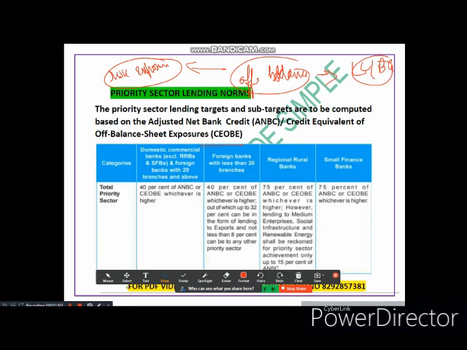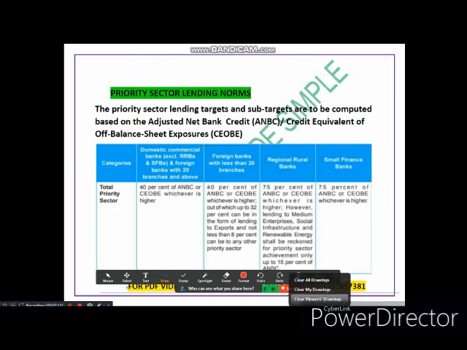While determining the priority sector lending target and sub-target, banks take into account both the amount of loan given out, ANBC, and the risk exposure associated with off balance sheet activities. So now let's discuss the priority sector lending classification, the sectoral classification of all these segments.